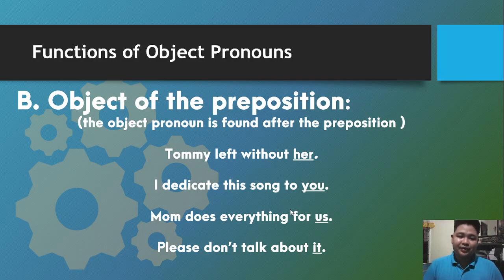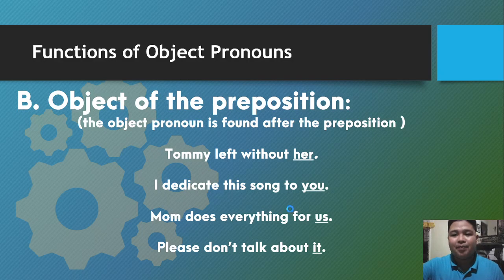So let's just talk about one example. Tommy left without her. So the preposition here is "without," and the object pronoun here is "her," which means to say that "her" here functions as the object of the preposition.